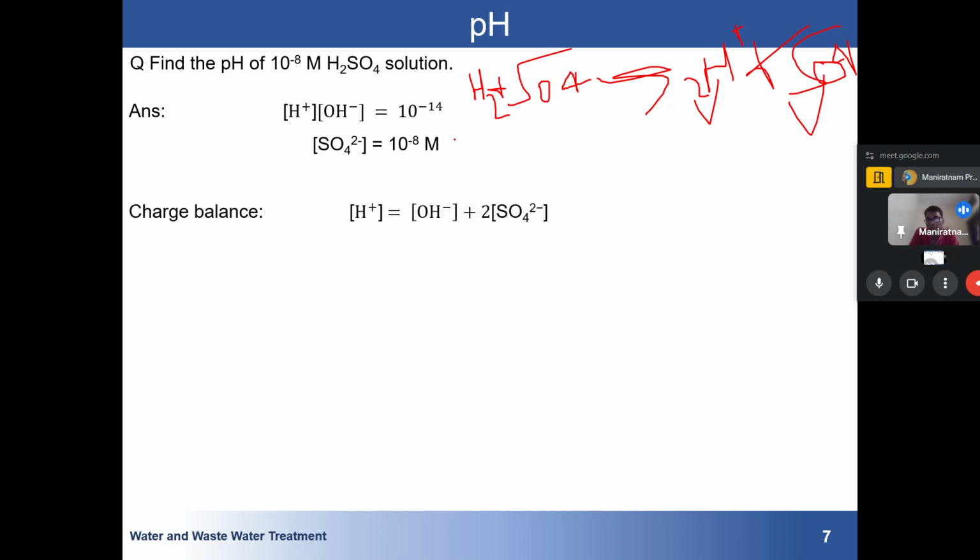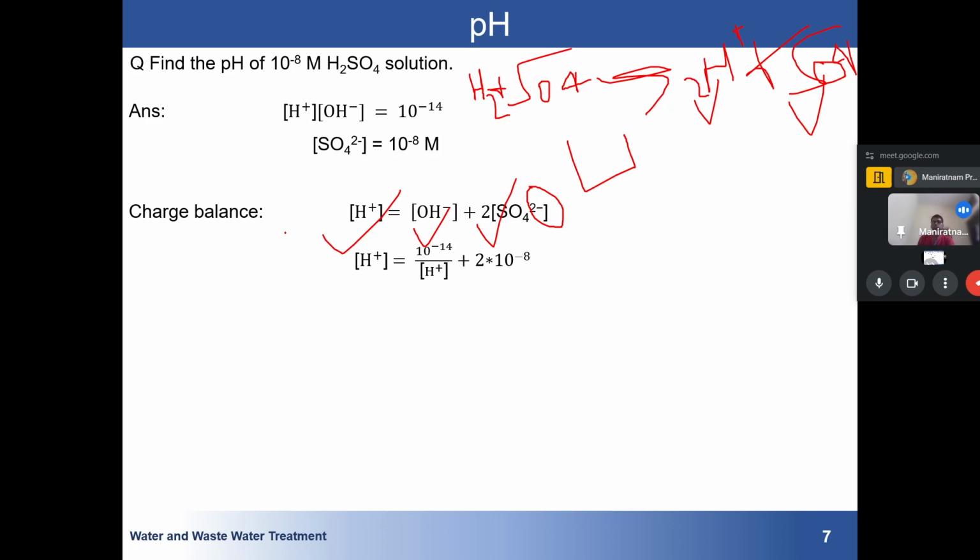We know that for a given system, all the positive charge will be equal to the negative charge. Now remember, SO4 2 minus carries 2 charges, so there will be a multiplication of 2. That is, H plus is equal to OH minus plus 2 times SO4 2 minus. I hope this is clear to you.